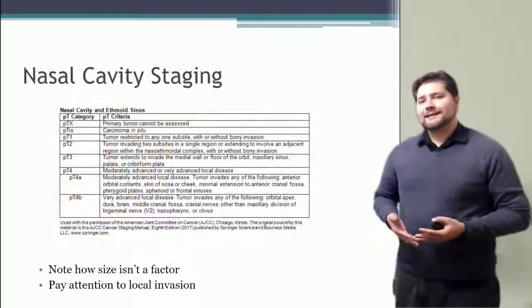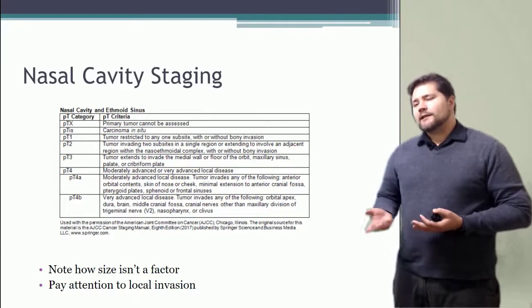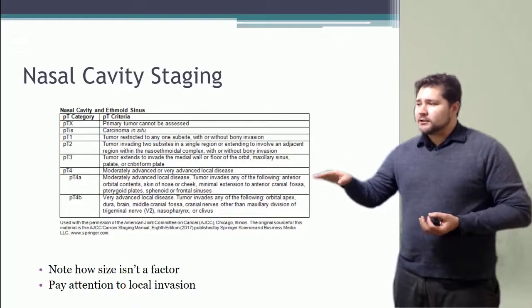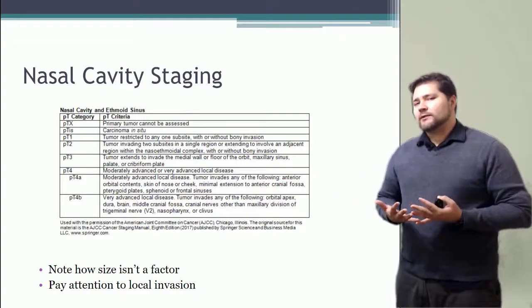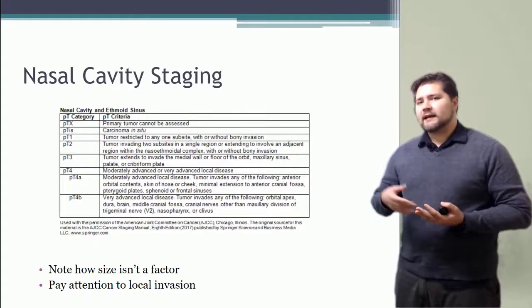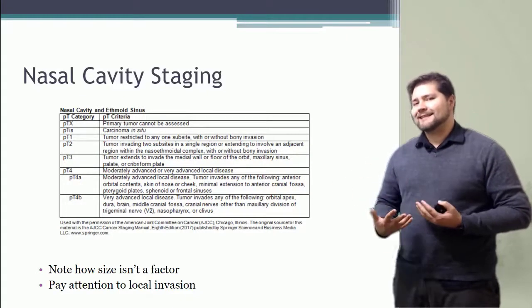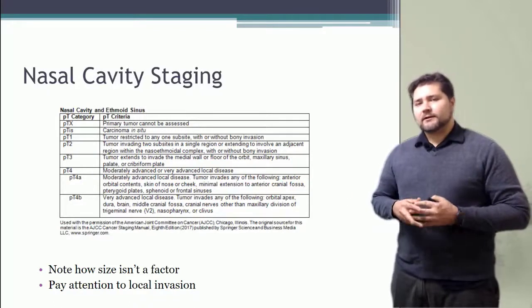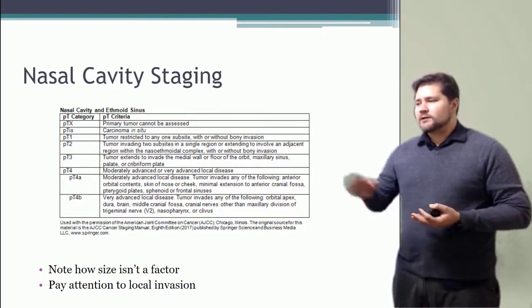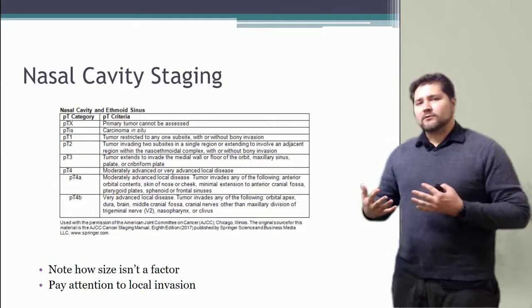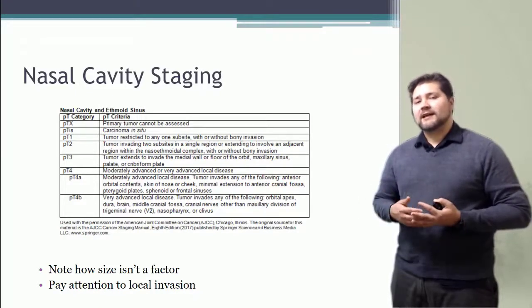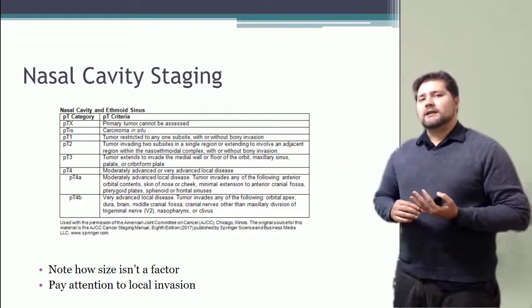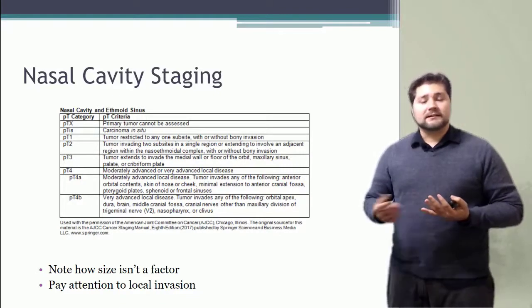So when we do look at the staging for nasal carcinomas, the one thing that should stand out if you're reading through this chart here is that size isn't an issue like we saw with the oral cavity. In the oral cavity, depending on the size of the tumor, that's going to dictate what stage you might fall into. But with nasal tumors, it's pretty much all about local invasion. So you just have to know what's involved and where that tumor is located in the nasal cavity, and that'll help guide you to the stage that you're looking for.